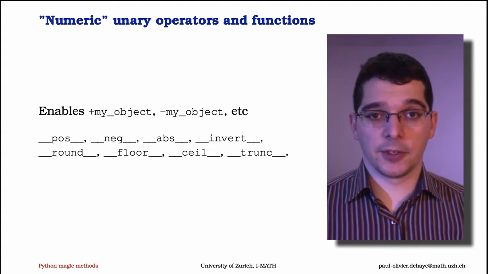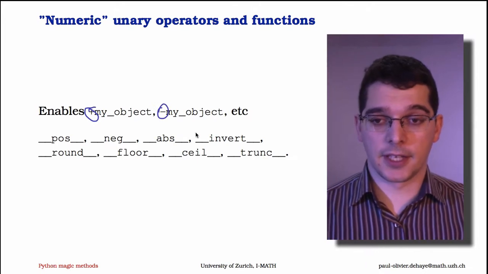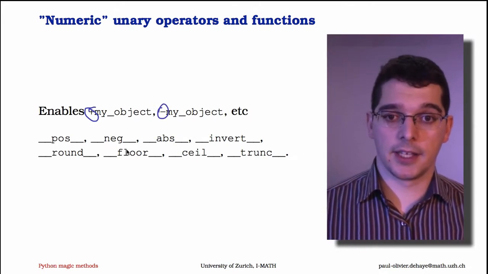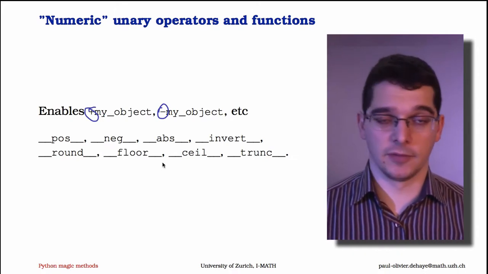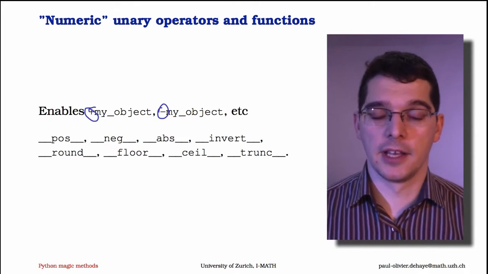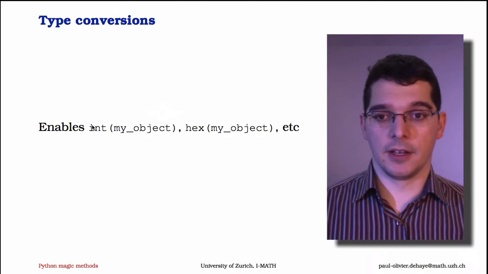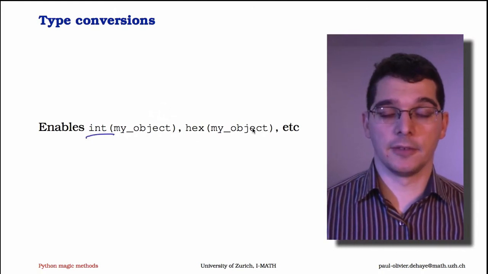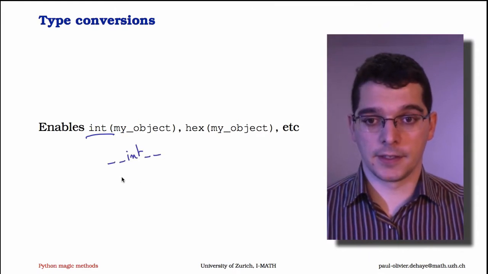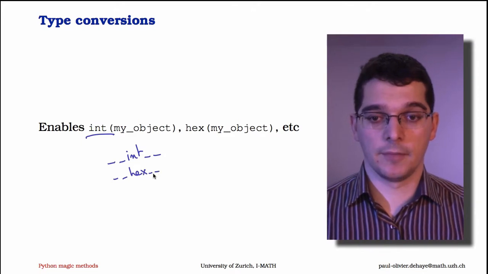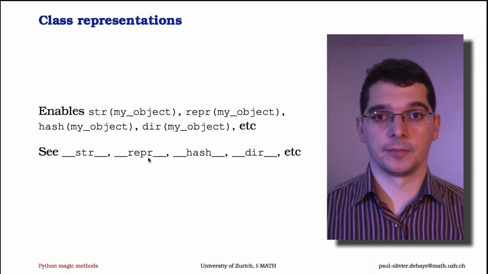There's also unary operators. So this enables you to do specific things when you see a plus or a minus, etc. And this is defined with pos, neg, abs, which is the absolute value, invert, round, floor, ceil, and trunc. Okay, so you have to look at the documentation in those cases, but I don't expect you to actually need that. There's type conversions as well that enables int of the object, float of the object, etc. And of course, this is just defined with this or that. Okay, and it's not defined in all cases. There's just some limited number of cases where that is allowed.